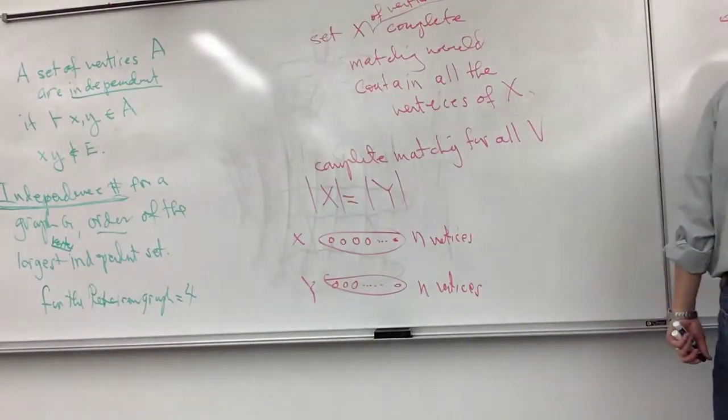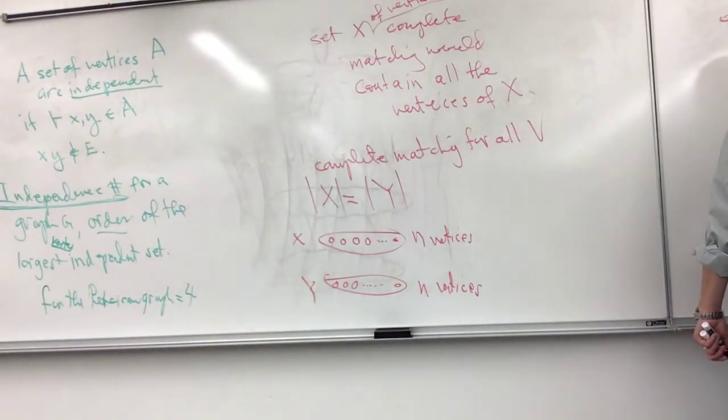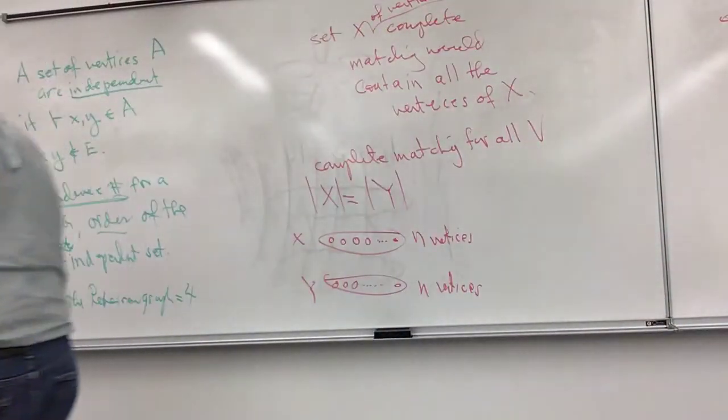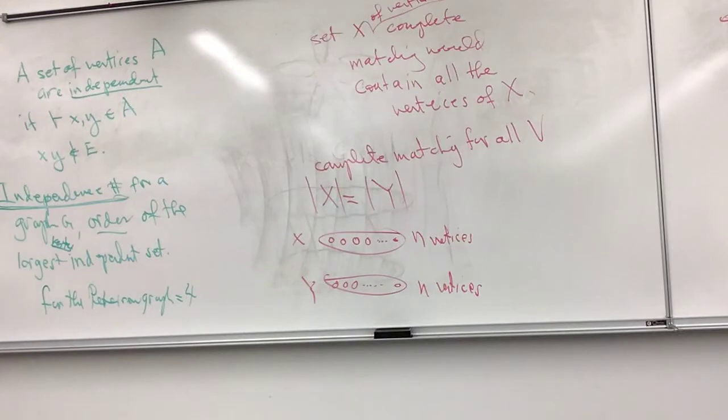Okay, so let me help you. How about that tree? First of all, is that a tree? Yes. 6 vertices. Notice the bipartition. How many vertices are in each part? 3. 3. And in fact, in a tree, the bipartition is unique.